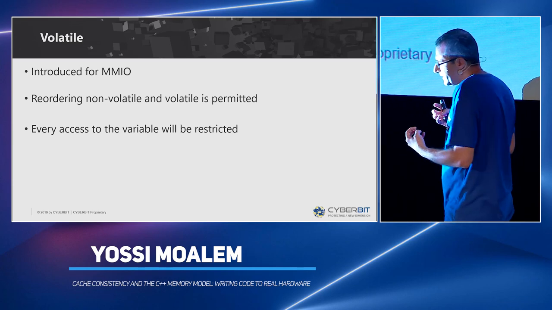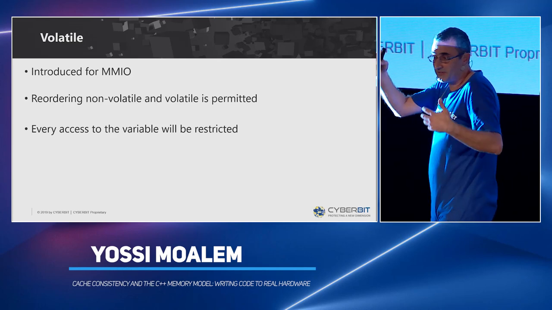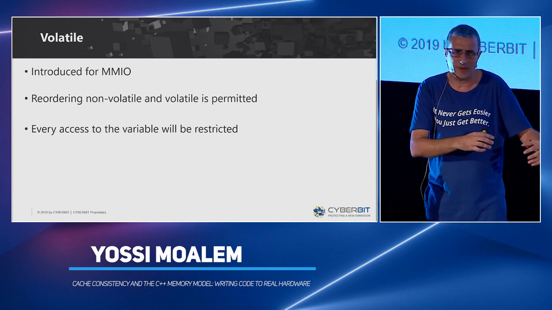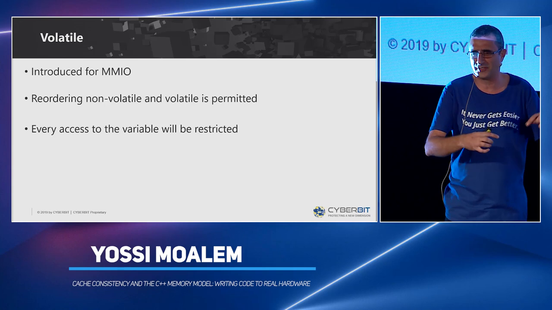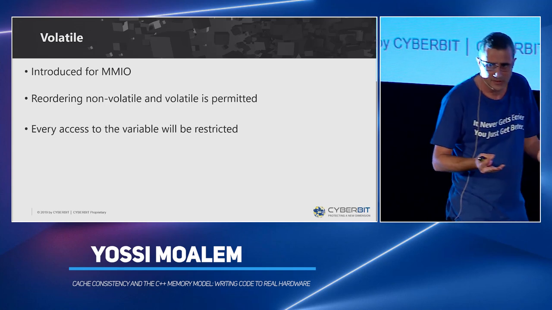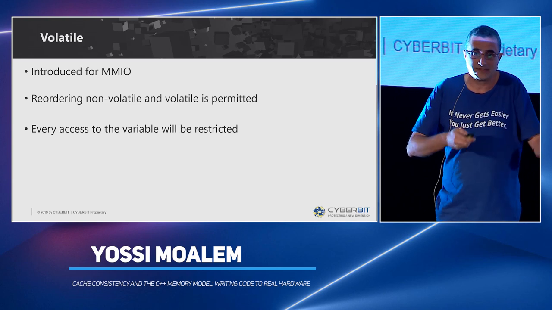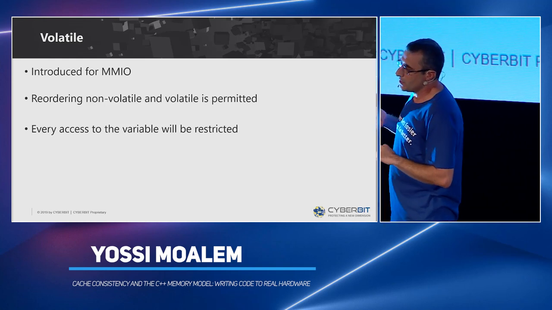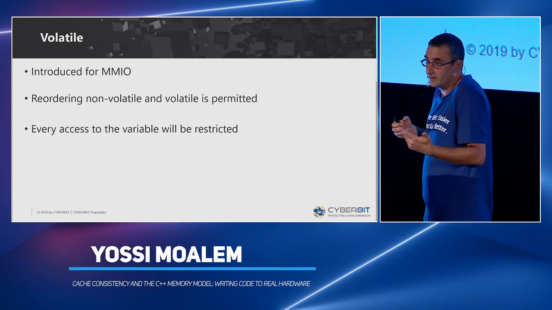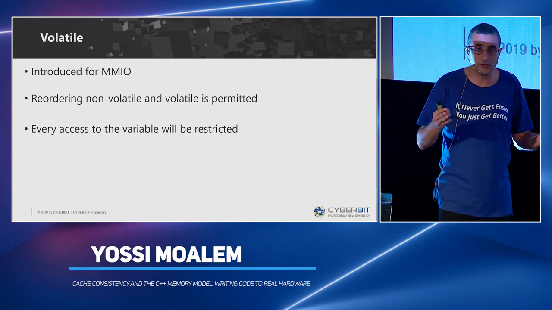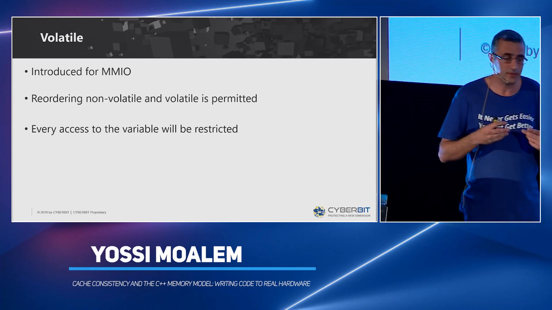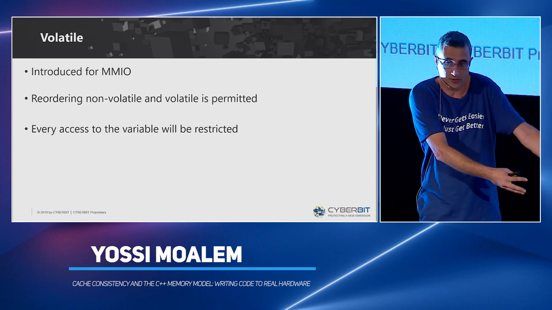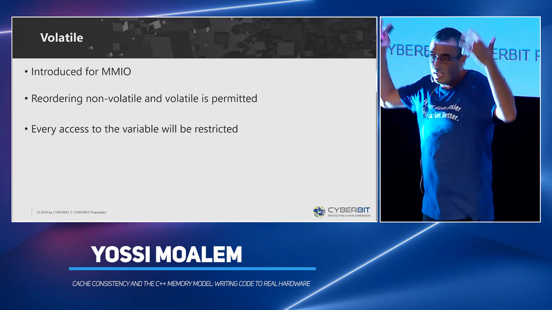So if, for example, I have my network card and I'm accessing it, I can't just rearrange. I can't just say I want to read the header and then the body, but the compiler says, nah, I really will read the body first, then the headers. It just won't work. If I say that I'm writing something, it can't say, okay, I'll write it in a different order. So reordering volatiles between volatiles is not allowed. But there's nothing stopping the compiler from reordering volatile and non-volatile. If I'm writing or reading from the network card, it doesn't matter what else I'm doing in my program.